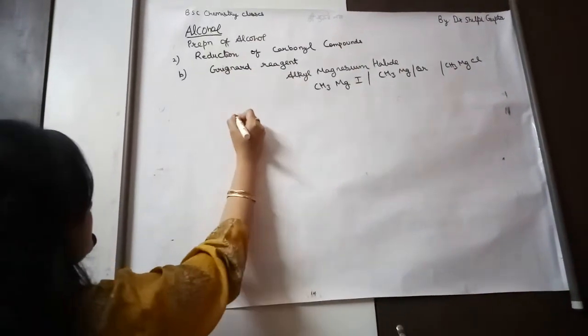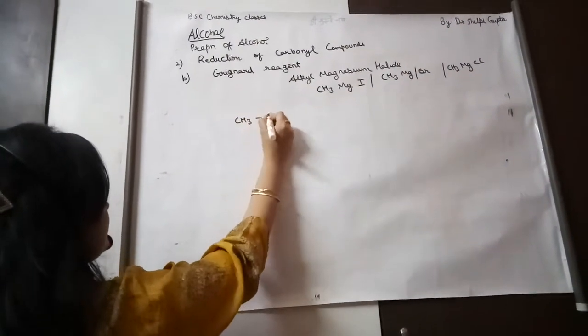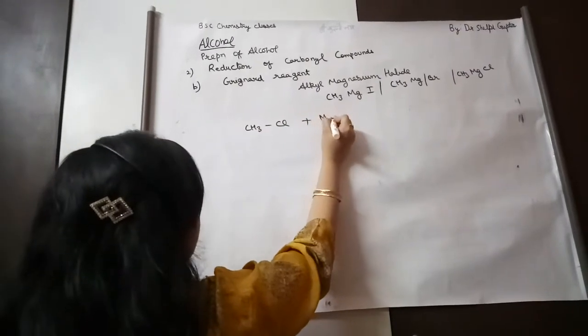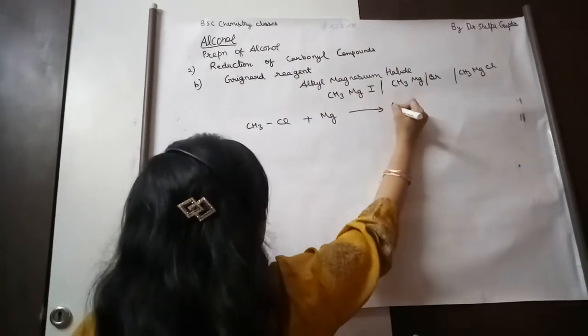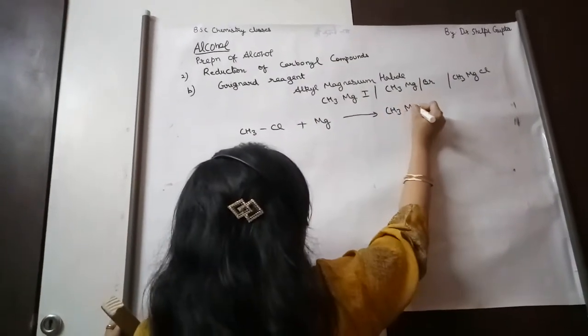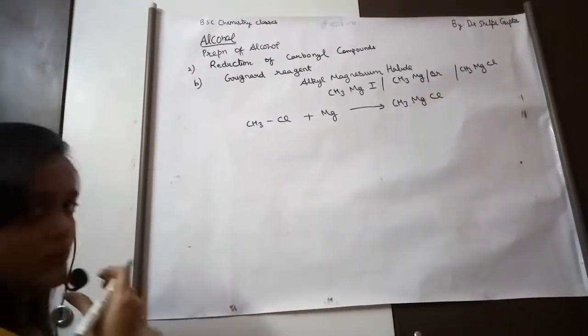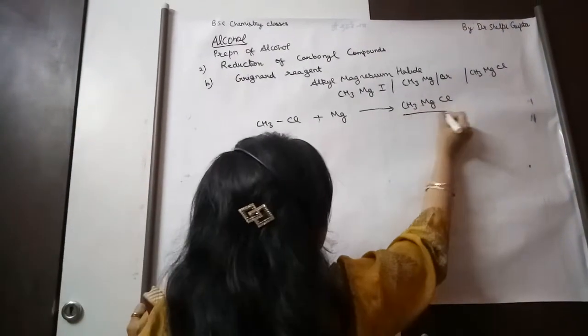How is it made? When CH3Cl is reacted with Mg, then CH3MgCl is formed. Okay, this is a Grignard reagent.